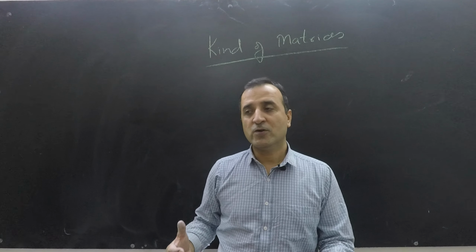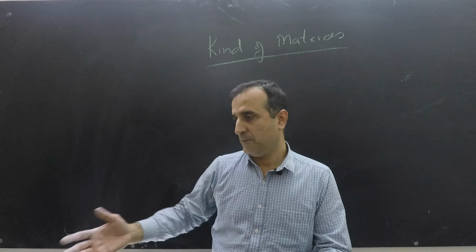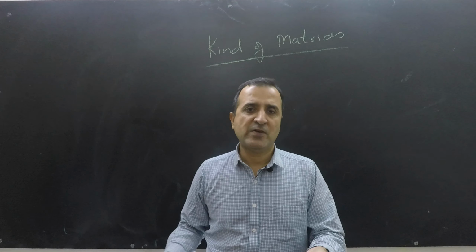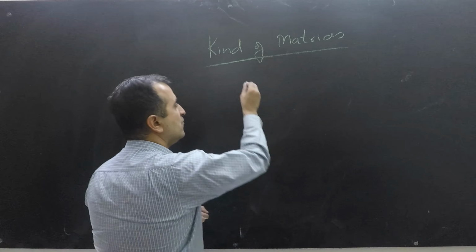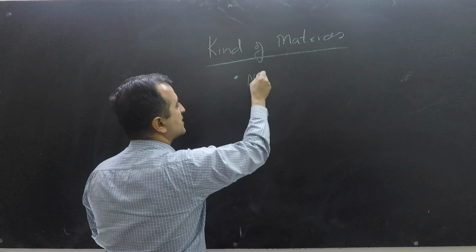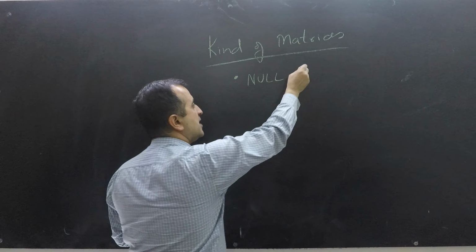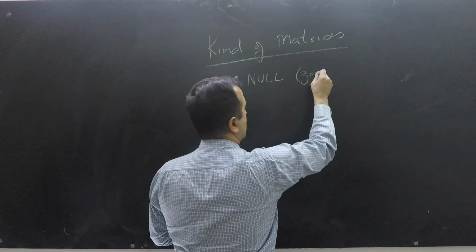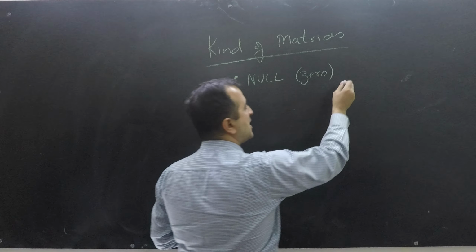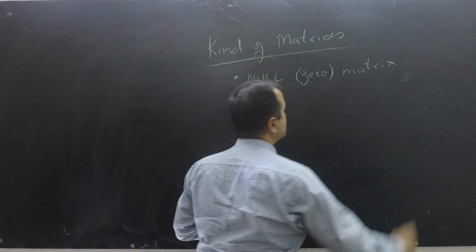So now we will talk about different kinds of matrices. Some of the matrices we have discussed just a few minutes ago, and we will revise them. So we know about a special matrix called the null matrix. It is also known as the zero matrix, and as is obvious from its name, this matrix has what? All zeros. The matrix has all zeros.